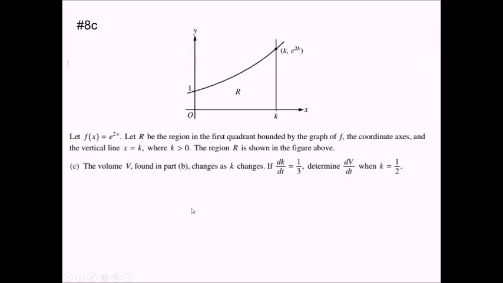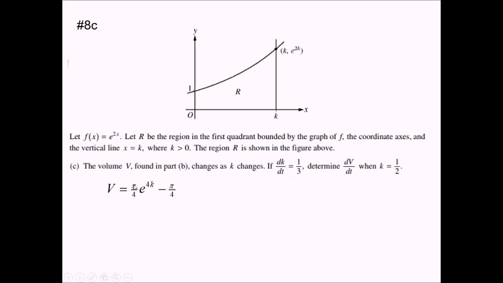For this last problem part, they're telling us the volume that we found in part B changes as k changes. We have a rate for dk over dt. We want dV over dt when k equals 1/2. All right, so this is definitely a related rates problem. We need a formula to start us off here, and this is one of those where if you did not distribute things out and get kind of a polynomial looking thing for your volume in part B, now would be a good time to do so, so you don't have to use the product rule.